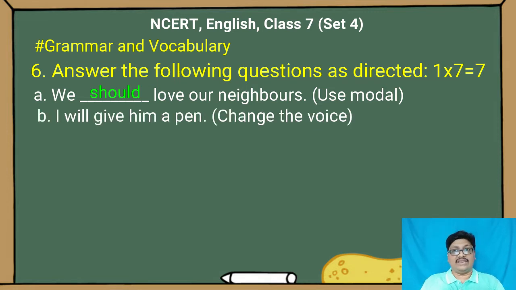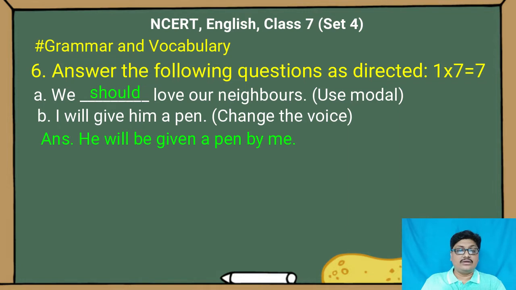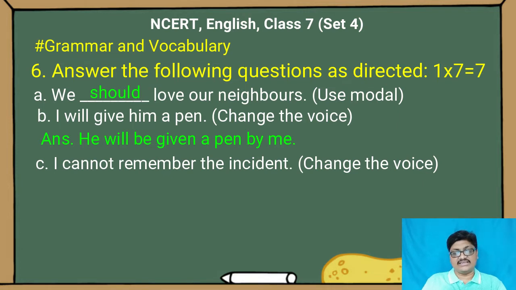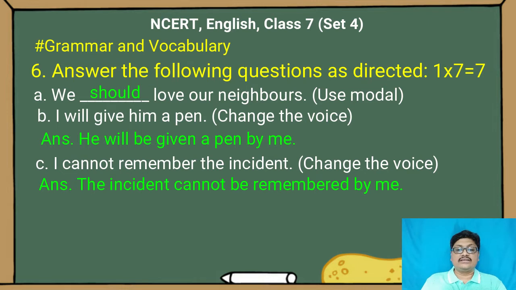I will give him a pen. Change the voice. So you have to change the voice of the verb. You can see the sentence is in future tense, so the answer is: he will be given a pen by me. Come to the next question. Question number C: I cannot remember the incident. Change the voice. The answer will be: the incident cannot be remembered by me.